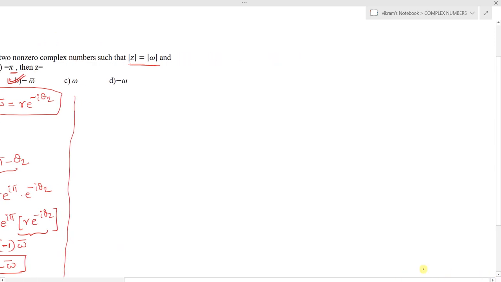So now I am considering what he has given: arg of z plus arg of w equals pi. And we know that arg of a plus arg of b is arg of ab. So from the properties of argument, we can write arg of z into w equals pi.